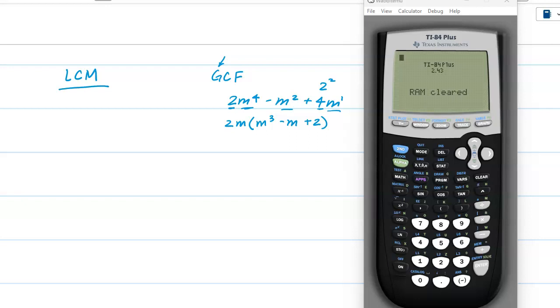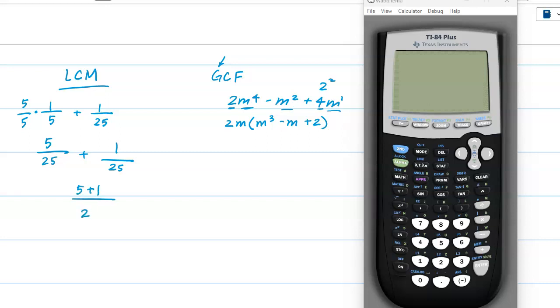Now, the least common multiple is something that we use when we find common denominators. So if you have 1 over 5, okay, plus 1 over 25, the common denominator of 5 and 25 is 25, right? So we have to change both of these into 25 over 25. And in order to do that, we have to multiply this by 5 and 5. And so that becomes 5 and 1. And then we can combine the two. So it's 5 plus 1 over 25.